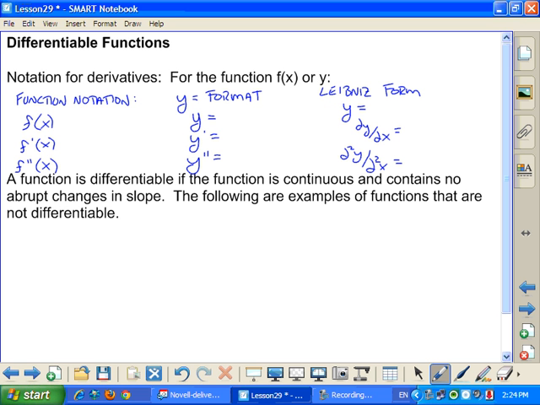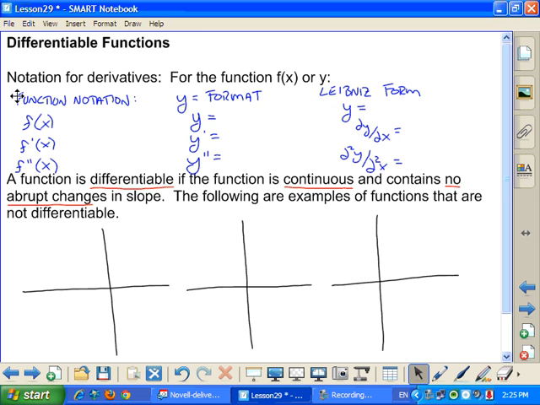We say a function is differentiable, so that means that we can take the derivative. What does derivative mean? It means that we can find an expression for the slope of a tangent. So it's differentiable if the function is continuous. A continuous function, again, is a function that you can draw without lifting your pen or pencil. And the other part to that is there's no abrupt changes in slope. I have a couple of examples down here if you want to sketch yourself 3 rough xy axes.